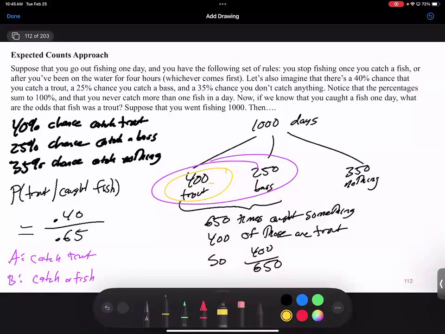I could have done it with 100 days. I just chose something where I would know that I would be safe and I would have nice integer amounts. Would it have been okay if I had pretended it was 37 days? Yeah, I would have had strange fractional amounts and whatnot. It's much cleaner to do something like this. And this is the expected counts approach. It's just go through and make a tree.